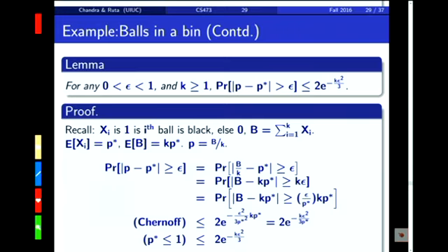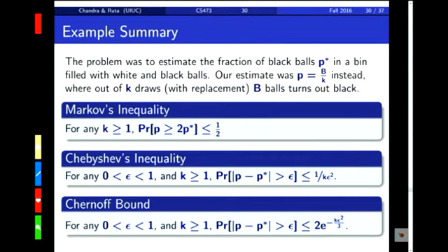Okay? So if I put all three together, Markov, Chebyshev and Chernoff: Markov didn't say anything about the number of samples that you take. It didn't improve the estimate. Chebyshev did, but linearly with the number of samples. But Chernoff, exponentially fast.